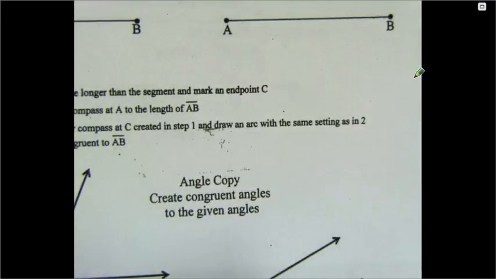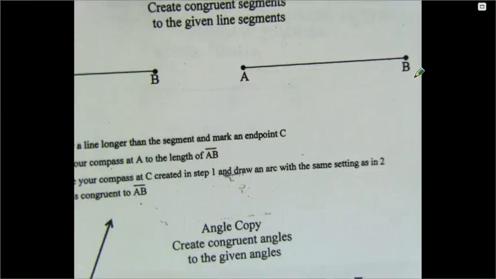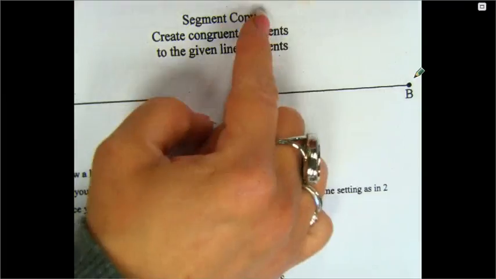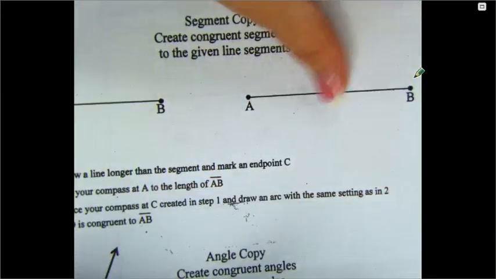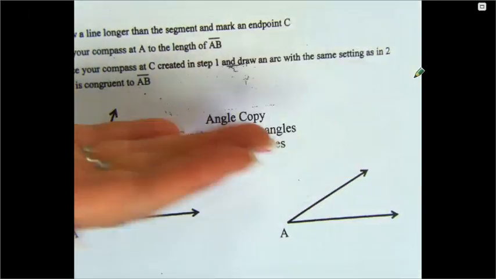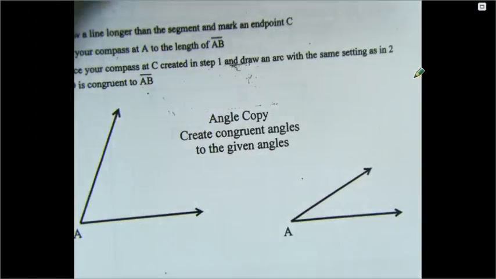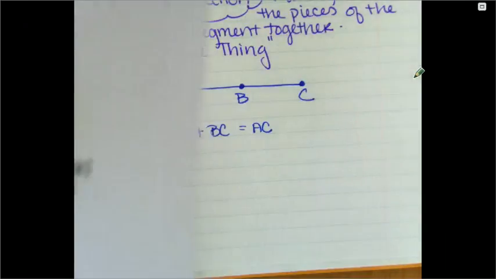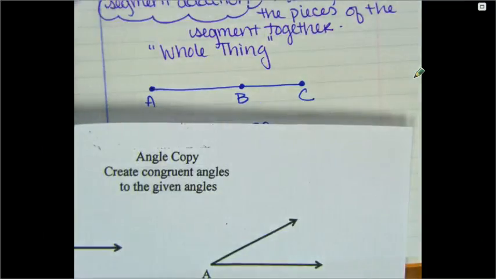Alright, so what I want you right now to do is this. Listening very carefully. You are going to cut out the one that says segment copy. I want you to cut this part, the title, and then I want you to cut this part separately, and then I want you to cut the directions. Okay? We're not going to put it in that order when we glue it. So I want you to cut from here, right above angle copy, each of those 3 pieces separately. Thank you.